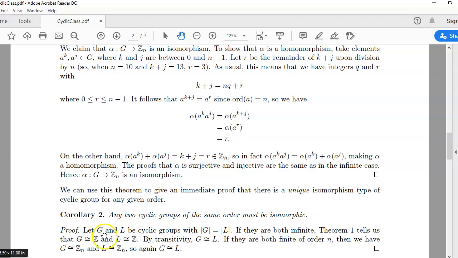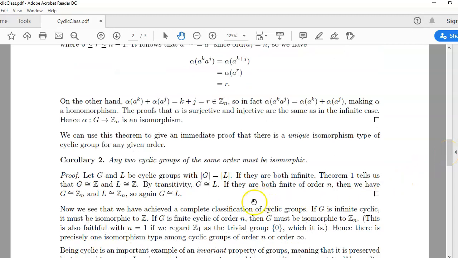It's only 3 sentences. Let G and L be cyclic groups of the same size. So the order of G is the order of L. If they're both infinite, then the theorem we just proved proves that they're both isomorphic to Z. But isomorphism is a transitive relation, and therefore G and L are isomorphic. Right? And if they're both finite of order n, then the same theorem tells us they're both isomorphic to Z mod n, and by transitivity, they're isomorphic.